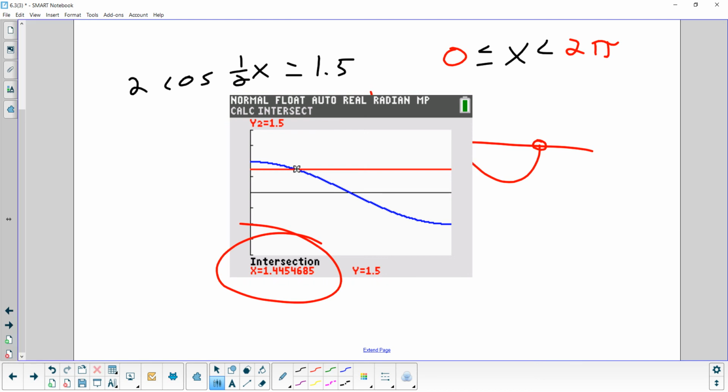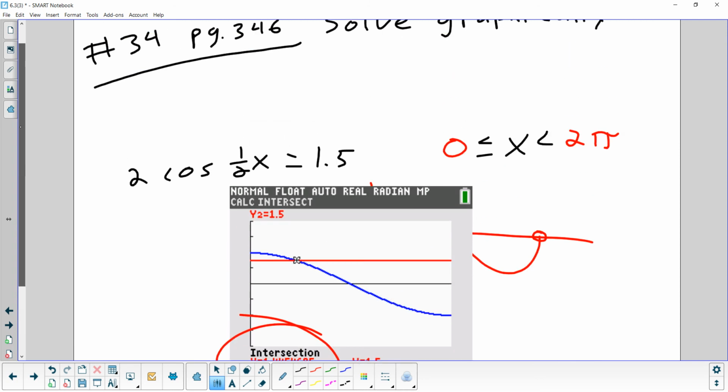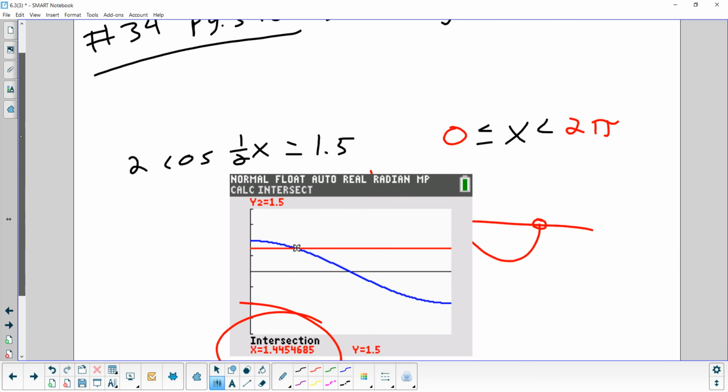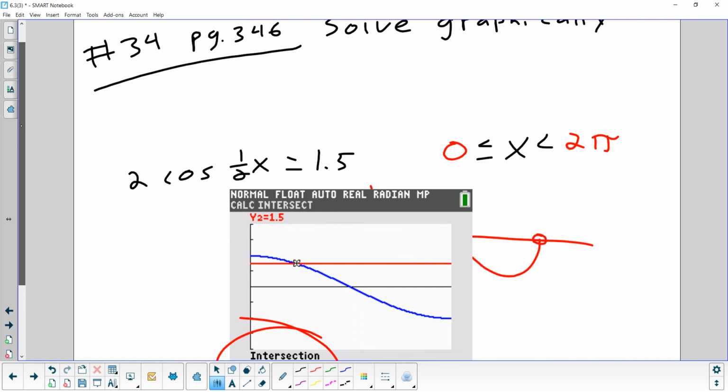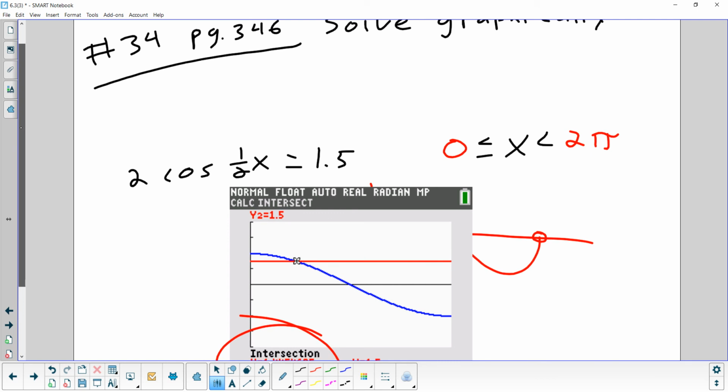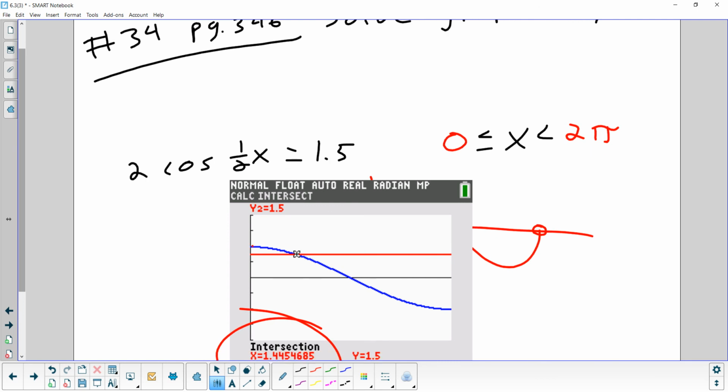Any questions on that? Yeah? How do you know what window they want? They told me that x was between 0 and 2 pi. So that's how I know my window. There are other answers, like this graph keeps going, like over here, and then you're going to get another answer, but they specifically said they did not want negative answers. They wanted the answer to be greater than or equal to 0.